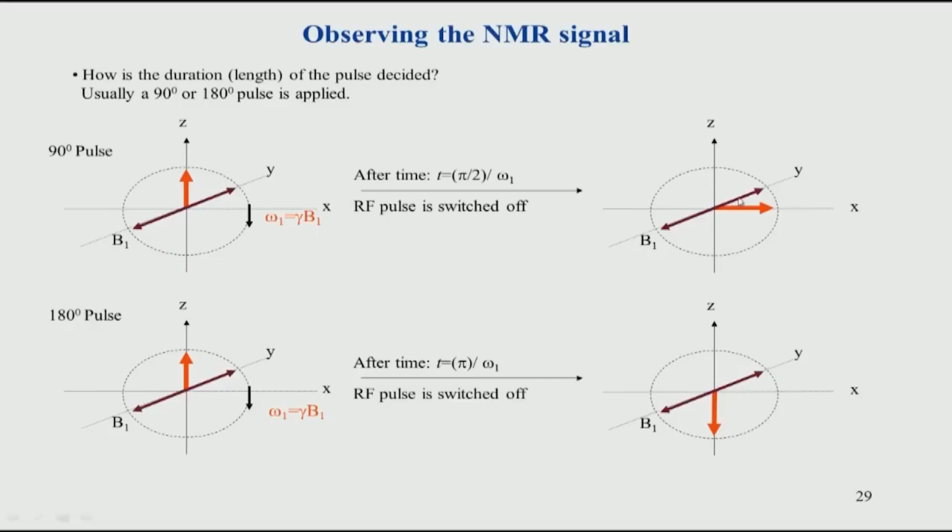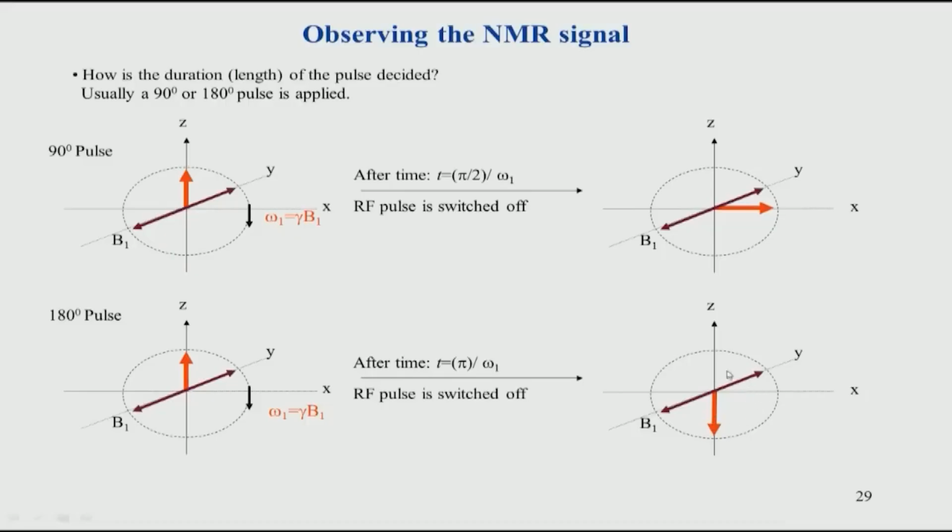Now, in some experiments I may want to go further, I may not want to stop at 90 degrees. So, what I will do is again I will start from the beginning, I will take this vector which is along z axis, I apply a B1 field, but this time the duration is not as pi by 2, that is 90 degrees, it is double the time. So, if I double the time of this duration of the pulse, then the magnetization will go further down and it would come by exactly 180 degrees. So, this is called a 180 degree pulse.